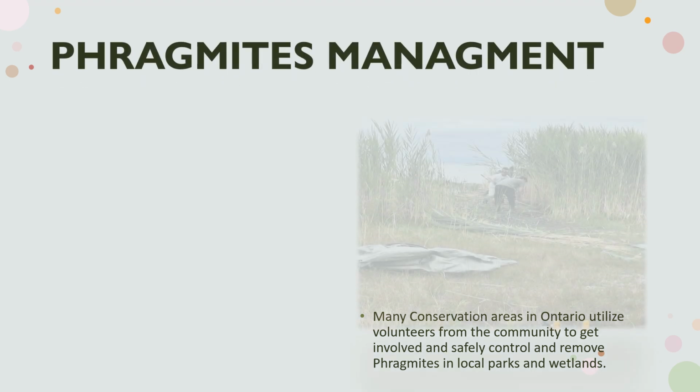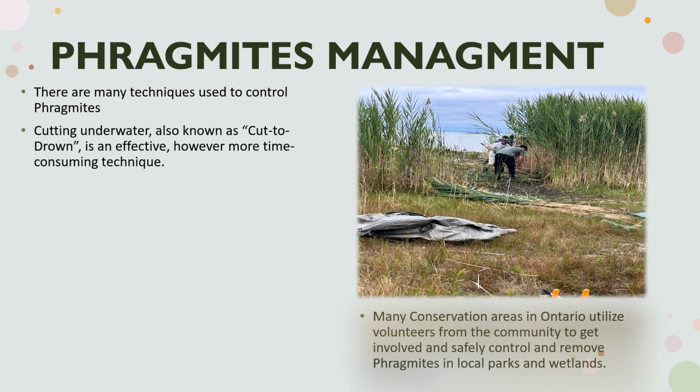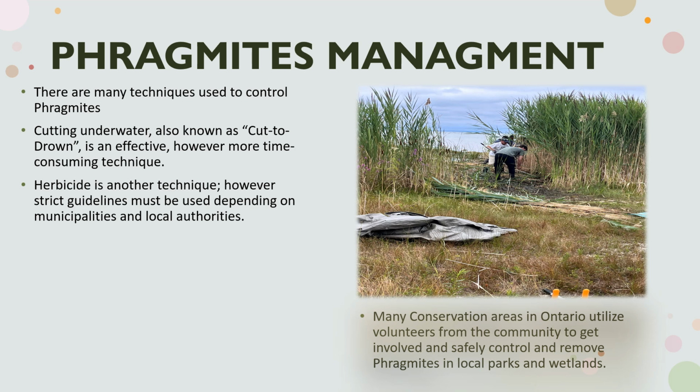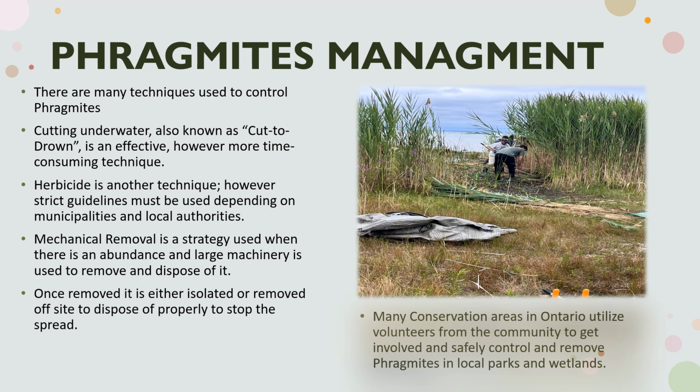Phragmites management, controlling it. There are many techniques used to control Phragmites. Cutting underwater is also known as cut to drown. It's an effective, however, more time-consuming technique. Herbicide is another technique. However, strict guidelines must be followed depending on municipalities and local authorities. Mechanical removal is a strategy used when there is an abundance, and large machinery is used to remove and dispose of it. Once removed, it is either isolated or removed off-site to dispose of properly to stop the spread.